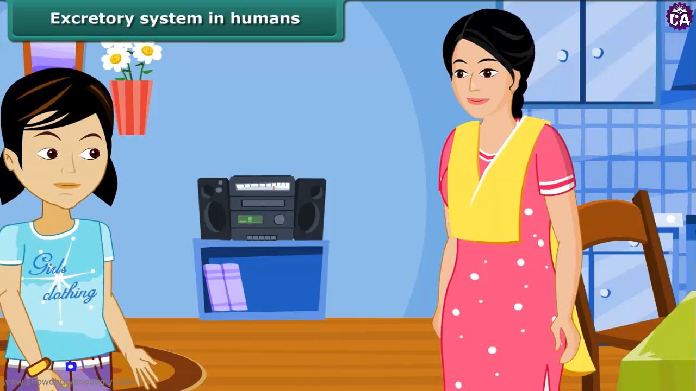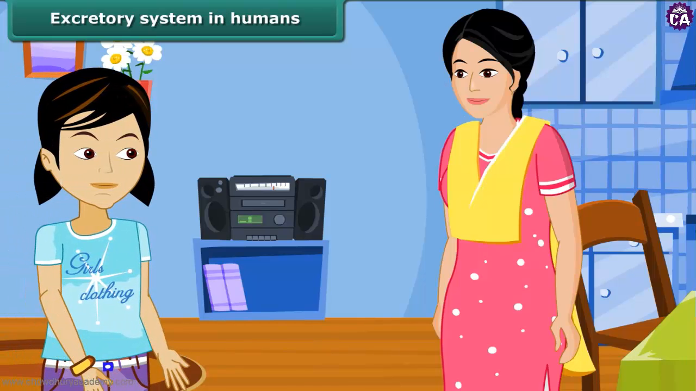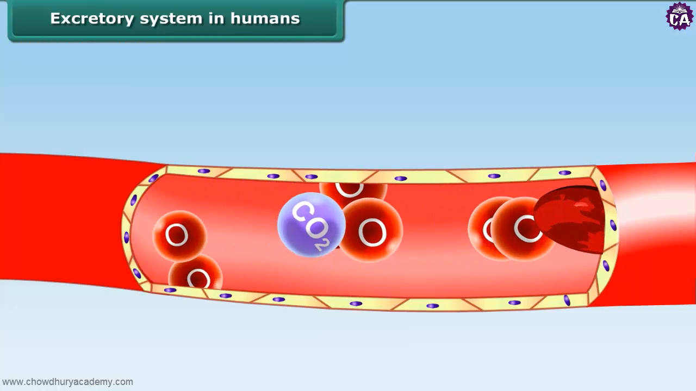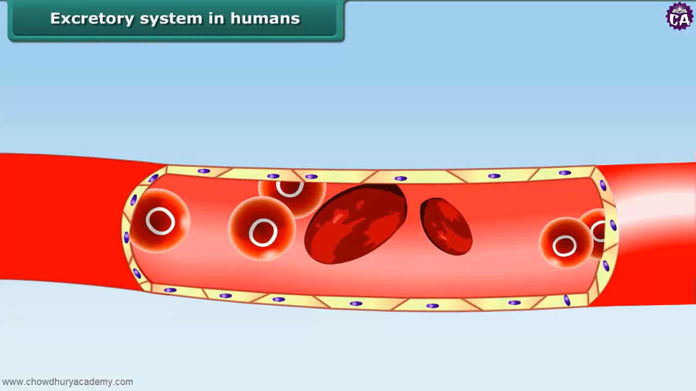Vinitha comes home after jogging. She is covered in sweat. Her mother asks her to take a bath. Why? Sweat is a waste that must be removed from the body. You just learned that blood collects waste from different parts of the body.